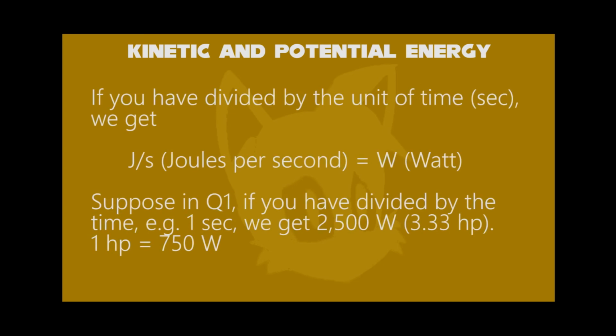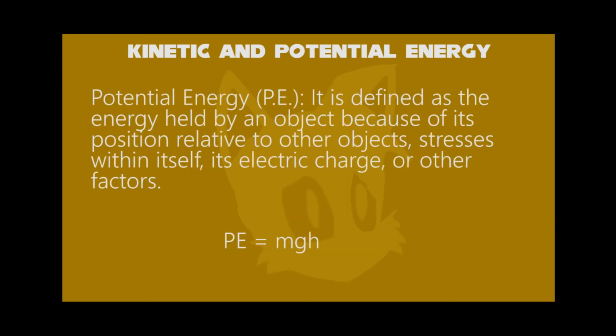Just like that, you can compare it with electrical energy, learning from Percy the Bandicoot. Suppose from the first question, if you divide by the time taken, for example 1 second, it is equal to 2,500 watts, or 3.33 horsepower. Each horsepower is equal to 750 watts. About three-quarters of a kilowatt? Yeah.